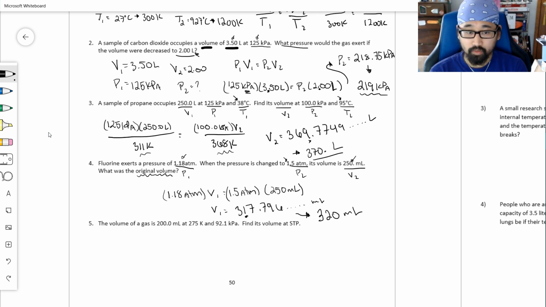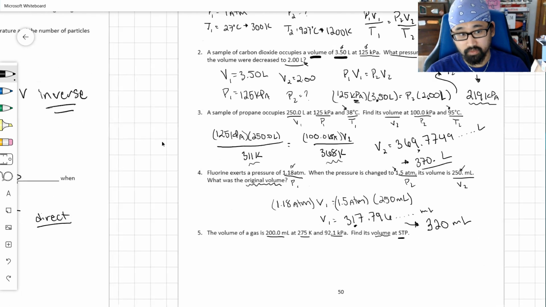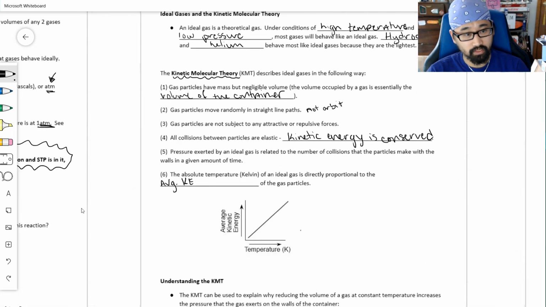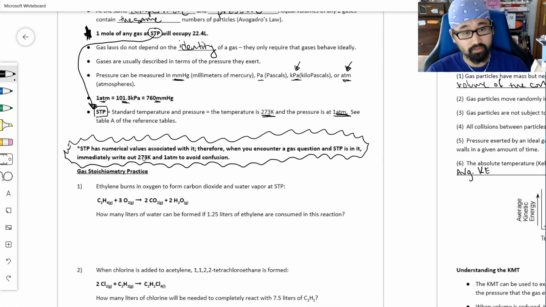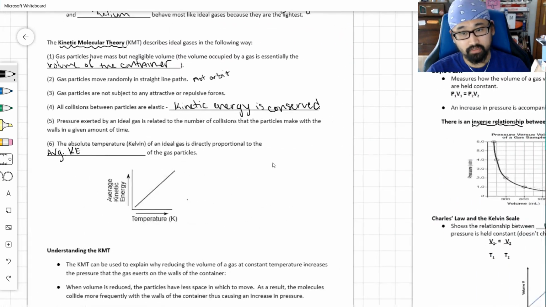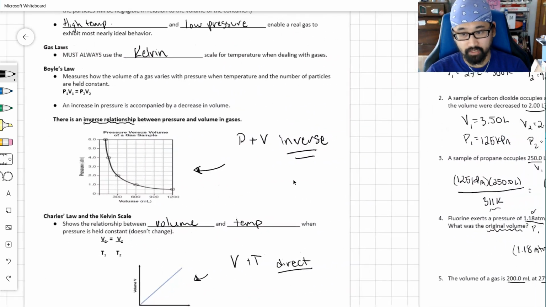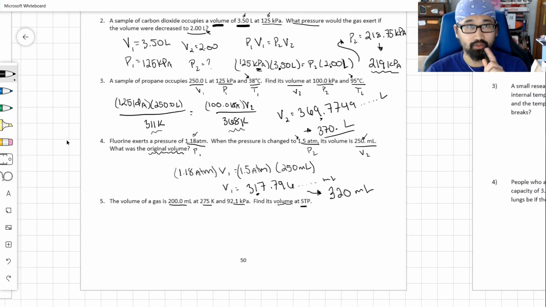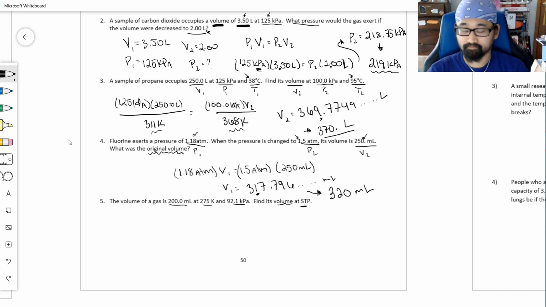Finally, number 5, the volume of a gas. So I have a volume, I have a temperature, I have a pressure. Find its volume at STP. Now, here's where I need to give you a little asterisk, because I said way back here, if you see STP, 273 Kelvin, 1 atmosphere, I should have been more clear, and I apologize for this. If you see STP, check table A, and use the units that you're given. You're given units of Kelvin and kilopascals, kPa.